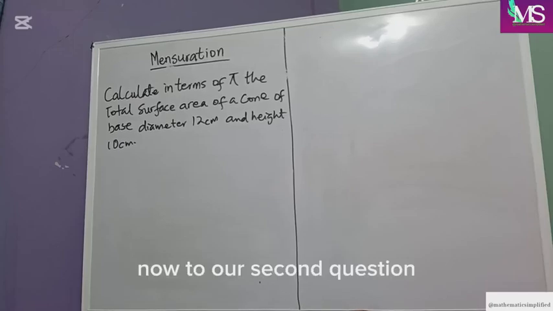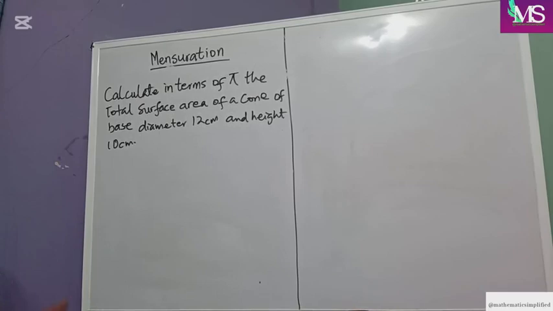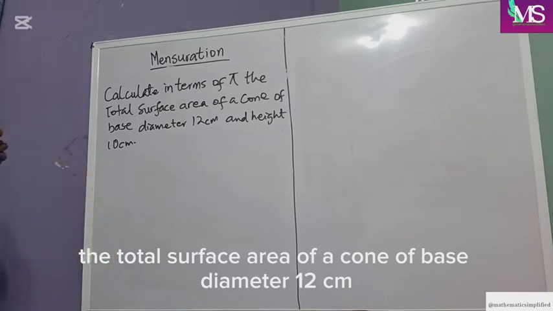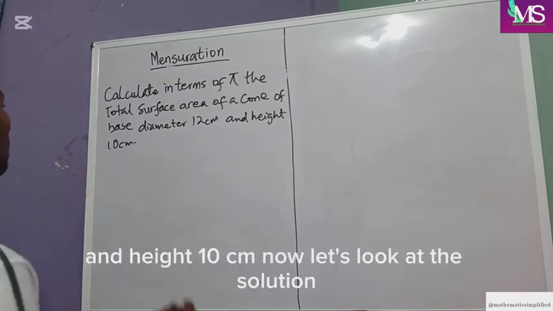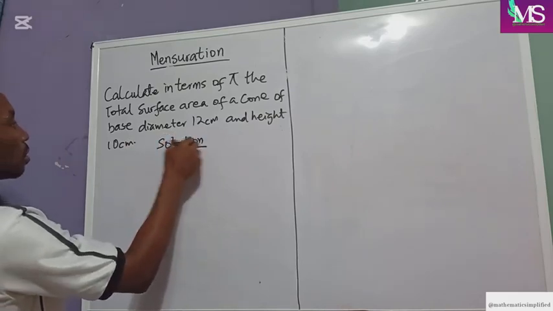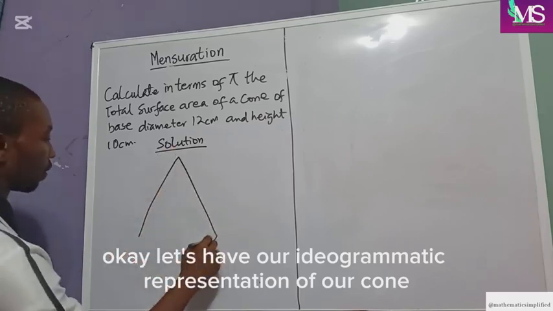Now to our second question, it says calculate in terms of pi the total surface area of a cone of base diameter 12 cm and height 10 cm. Now let's look at the solution. Okay, let's have a diagrammatic representation of our cone.